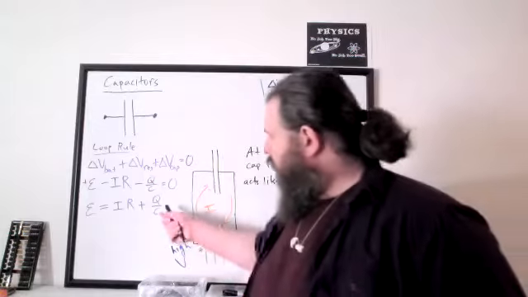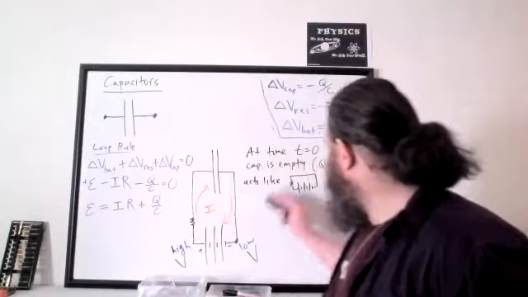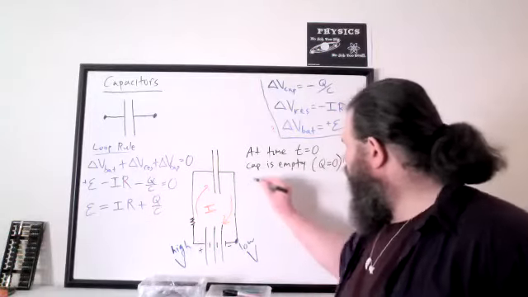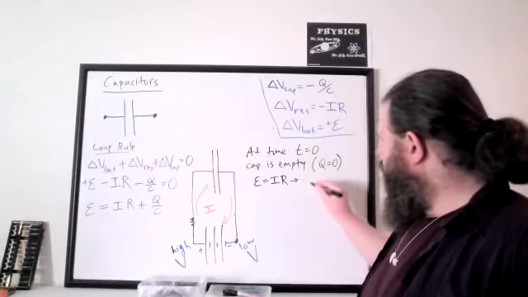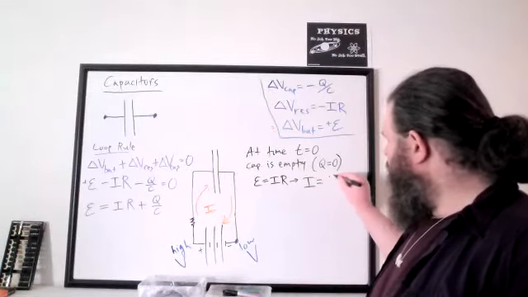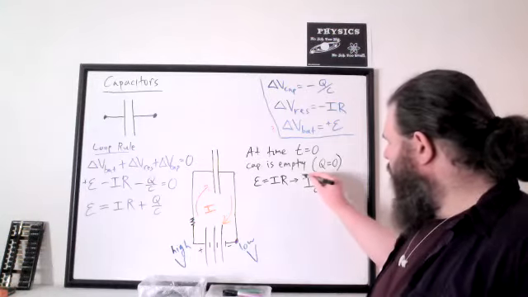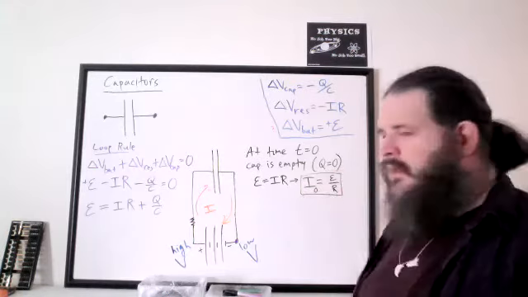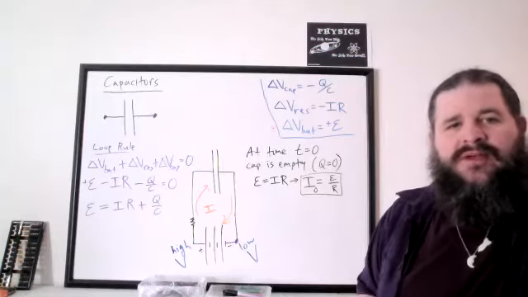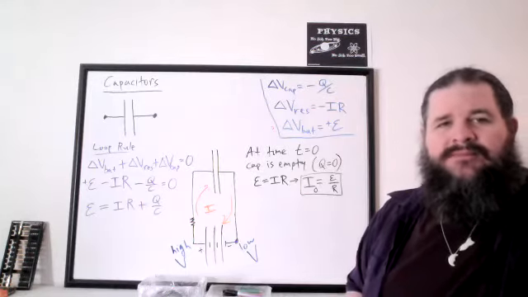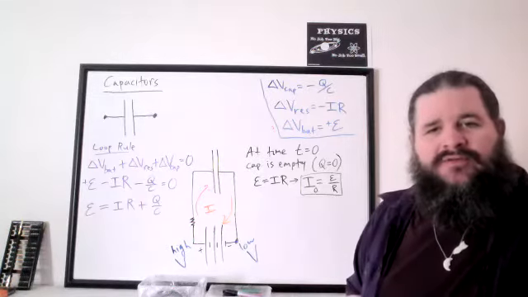Because if you write out the loop rule, Q is 0, so this term drops out, so you just get epsilon equals IR. So epsilon equals IR is our new loop rule. If you solve that for current, you get epsilon over R. So that's the current at time 0, which we would probably call I sub 0. At time 0, we've got this very large current, epsilon over R, the current we'd expect if it was just the battery and the resistor and that's it. Any questions on what's going on at that initial time so far?